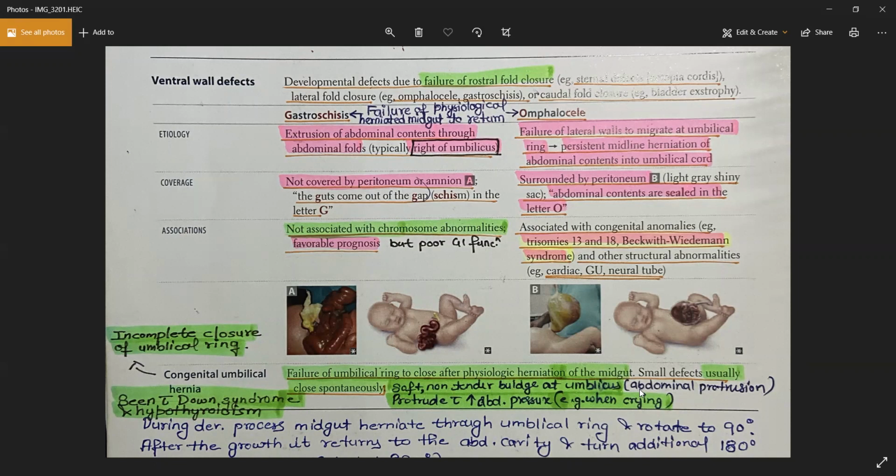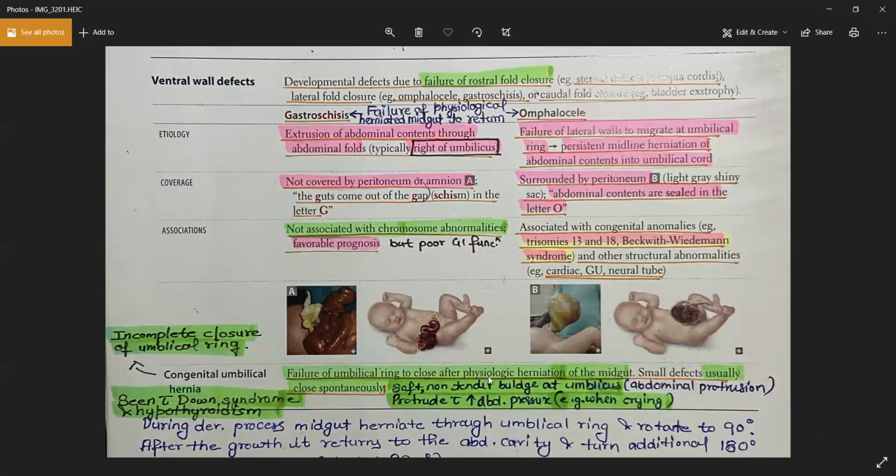Then comes the congenital umbilical hernia. In case of umbilical hernia, you have a failure of the umbilical ring to close. In case of omphalocele, the lateral walls are not migrating at the umbilical ring. But in this case, the umbilical ring is there, but this umbilical ring has failed to close.